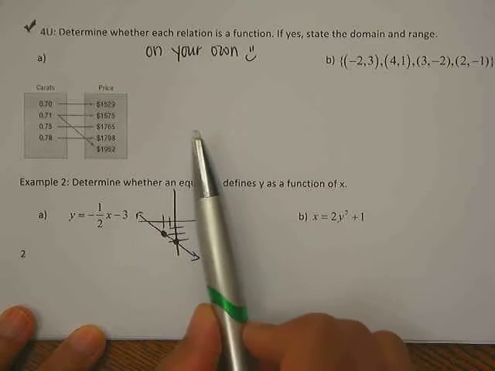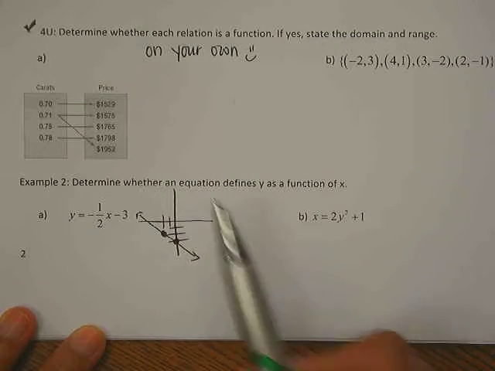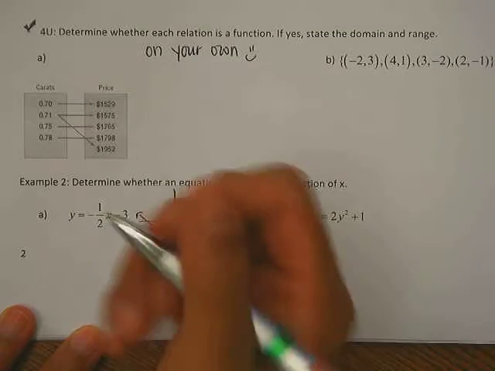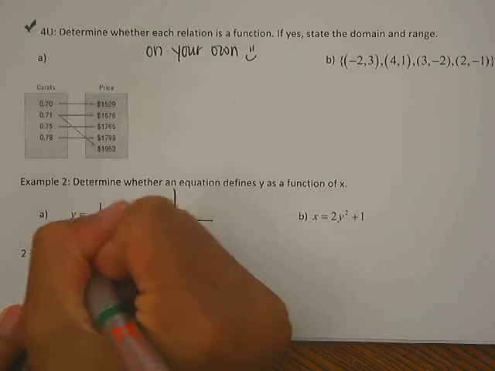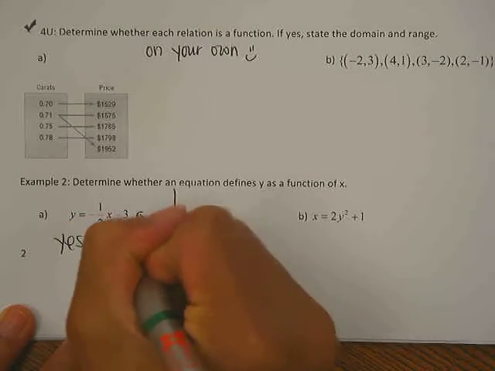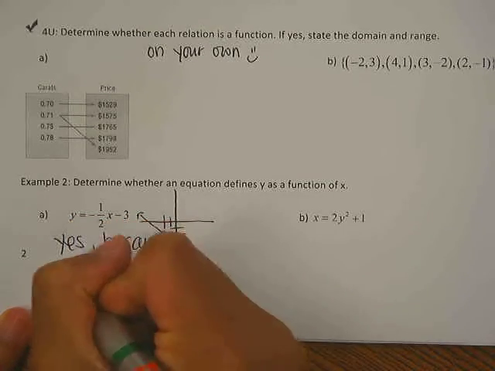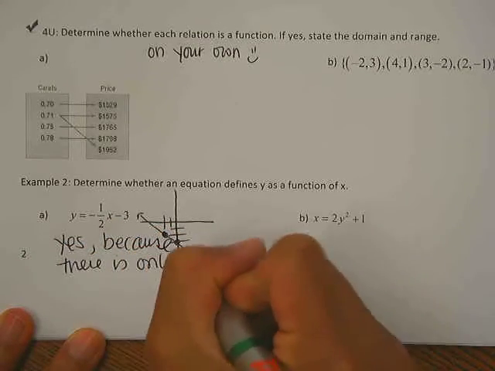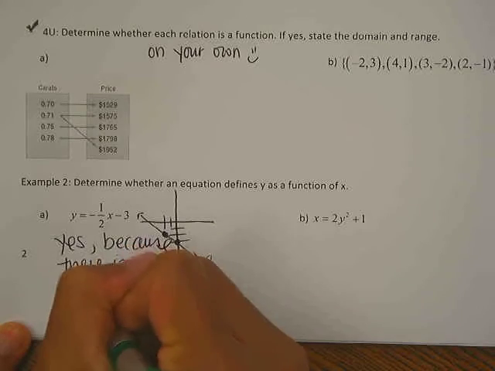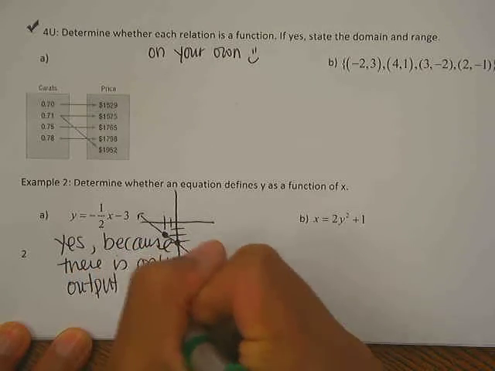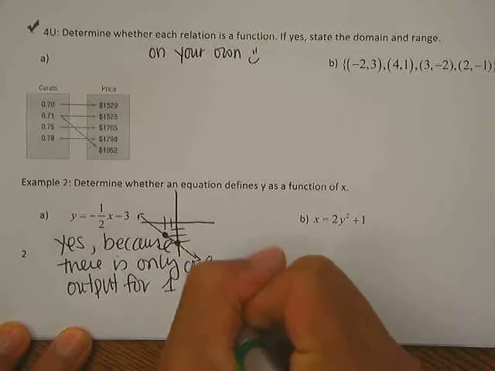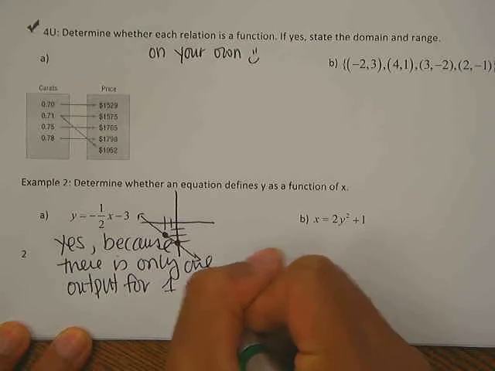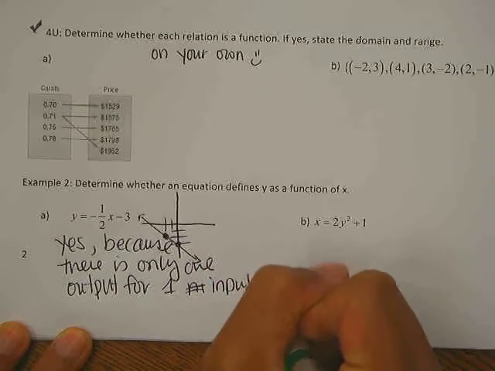So that's another way, if you know how to graph it out, to see if it passes the vertical line test. So yes, because there is only one output for one input.